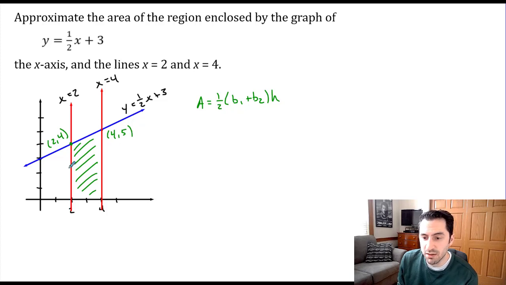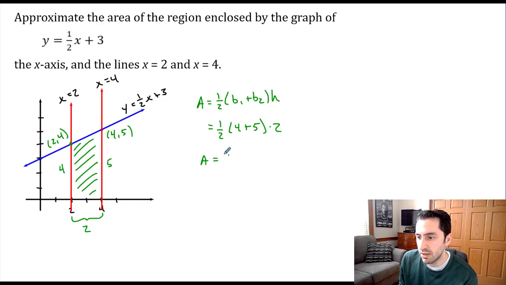So the two bases of this trapezoid have a length of 4 and a length of 5. And then the height in between those two bases is a distance of 2. So the area is 1/2 times (4 plus 5) times 2. So our total area is going to be 9. So that's the exact area.